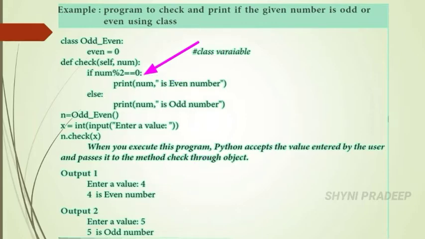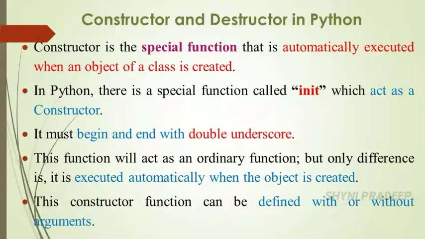Next, check the condition again. So you have to enter the value. Now you are entering the value 5. Check the condition, 5%2. When you divide 5 by 2, you get the remainder 1. 1 is equal to 0? False. This condition is false. So you have to execute the else part, which means the number is an odd number. The number is 5. 5 is an odd number. This is the output.